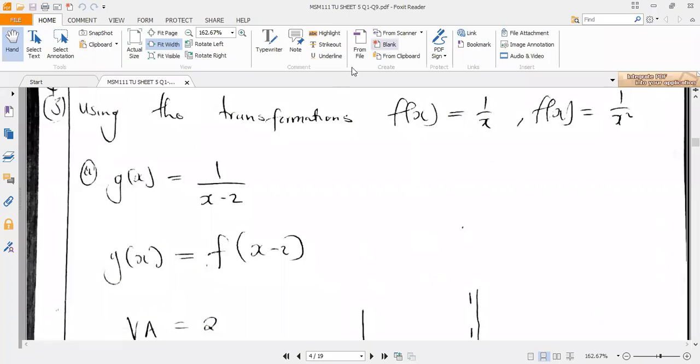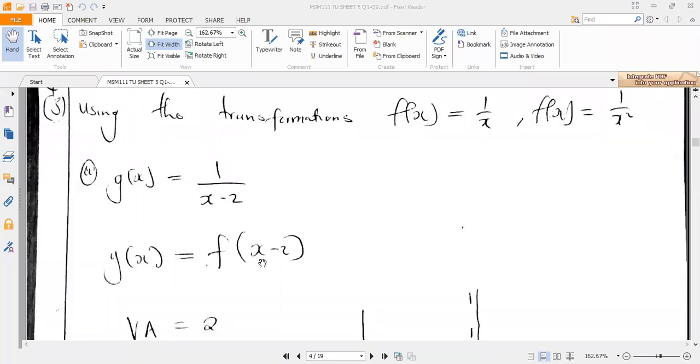Before you go, can we repeat how you started the transformations there? How we ended up with g of x is equal to 1/(x minus 2), then g of x is equal to f of x minus 2 there?